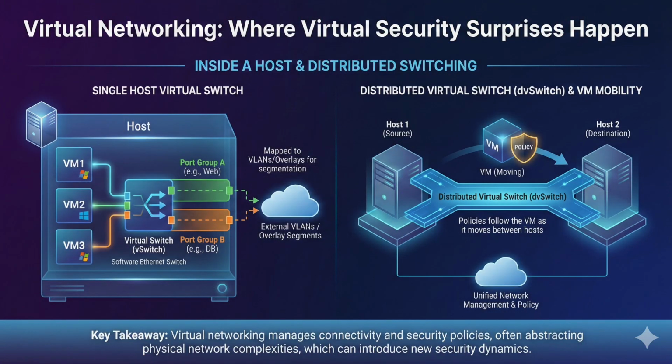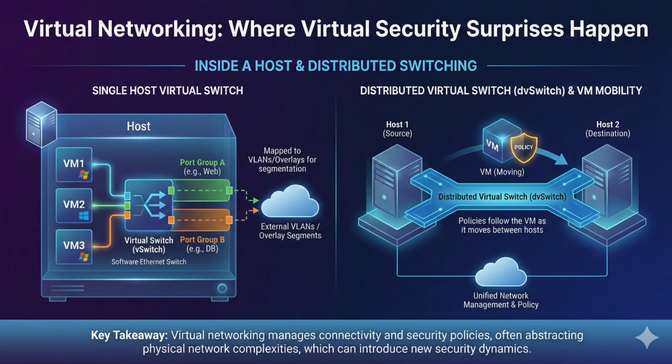Networking is where many virtual security surprises happen. Inside a host, VMs connect to a virtual switch, like a software Ethernet switch. We group ports into port groups or virtual networks, often mapped to VLANs or overlay segments. Some platforms use distributed switches, so policies follow the VM as it moves.